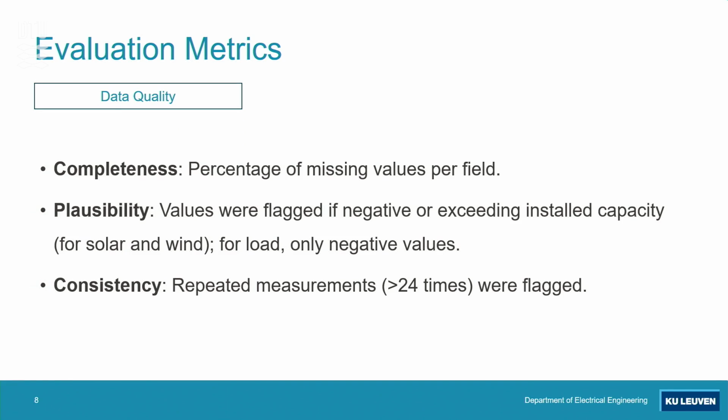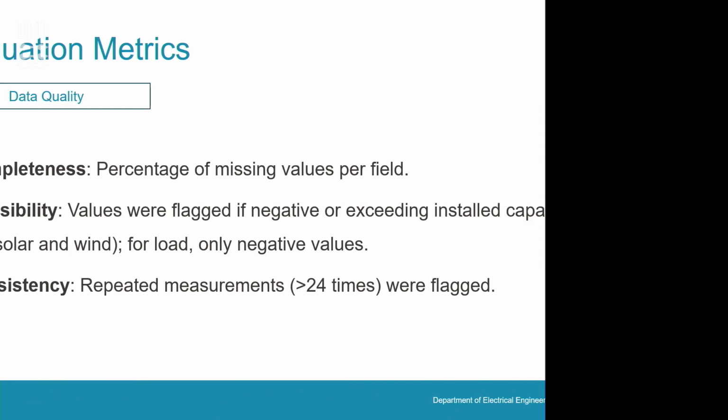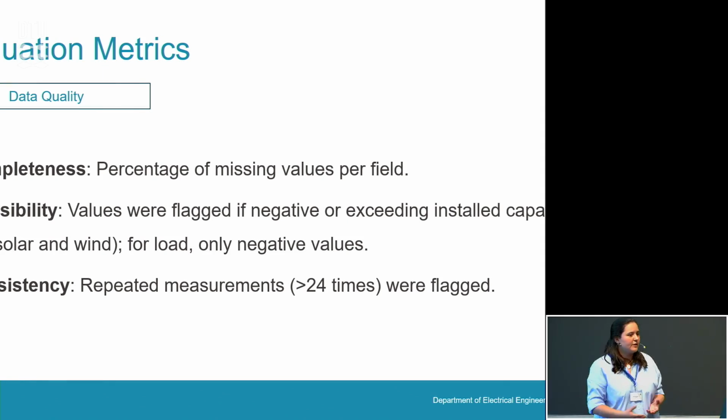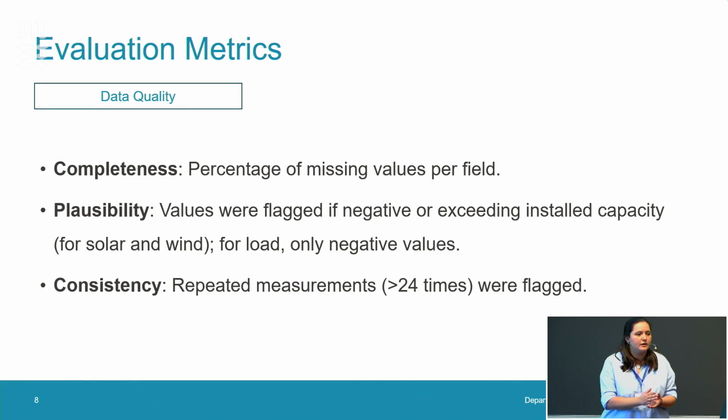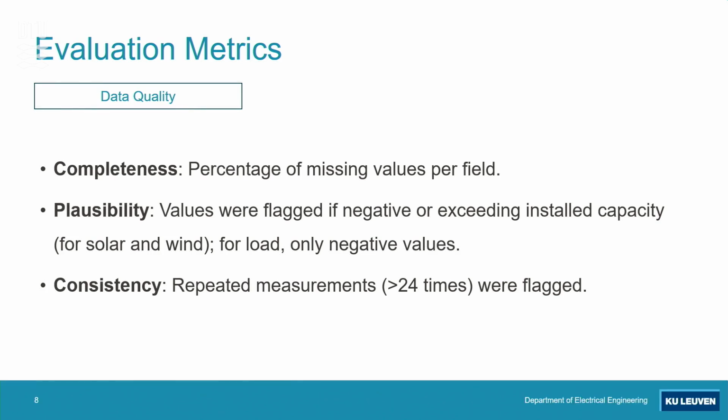Starting with the data quality, we are going to first look at completeness, so what is the percentage of missing data for each field. Then the plausibility: as I explained before, whether there are nonsense values in the data. And then also consistency. For example, if it's an hourly data set and there's a whole day where the time series has the same value, we flag it because probably something is wrong there.